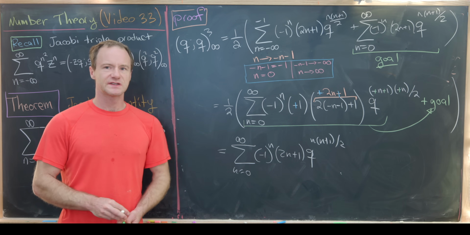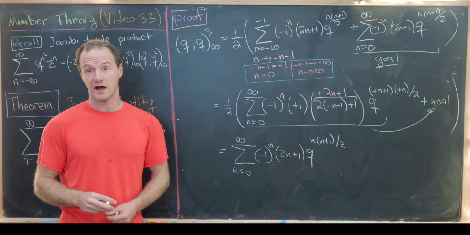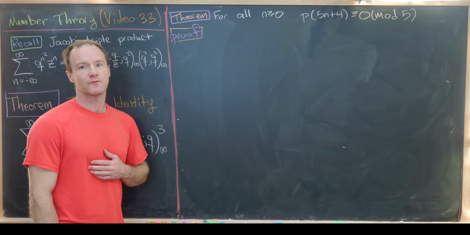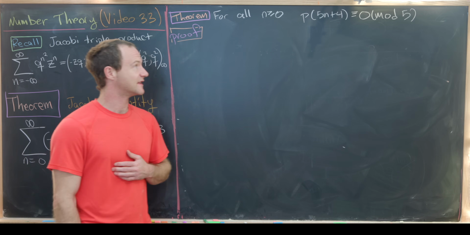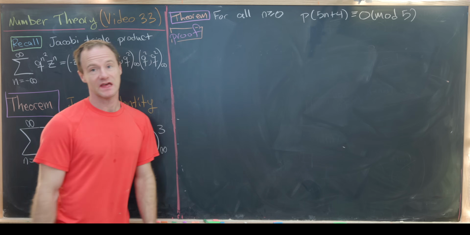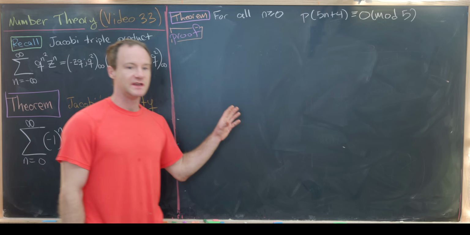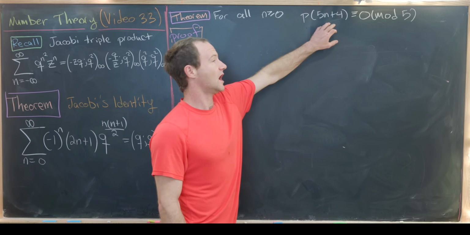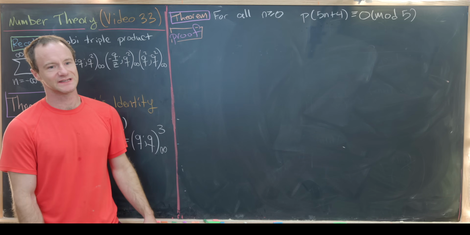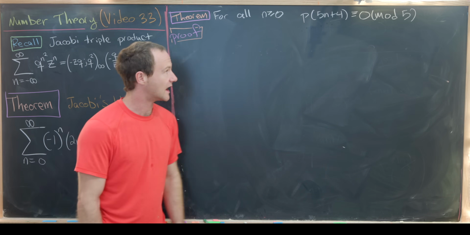And now we're going to use this to prove one of Ramanujan's most famous congruences. So we'll finish this video off with the famous Ramanujan congruence, and that is if you have a number of the form 5n+4, the number of partitions of this number is congruent to 0 mod 5. In other words, it's a multiple of 5.